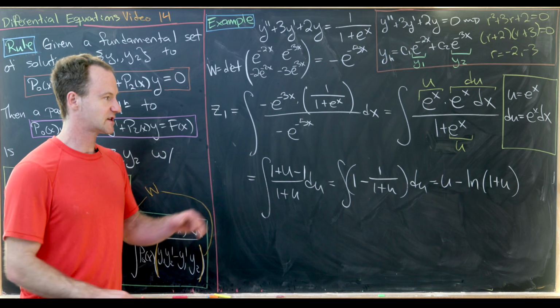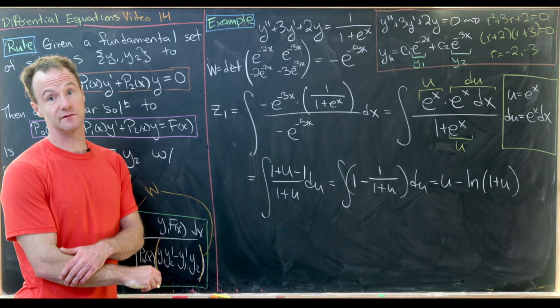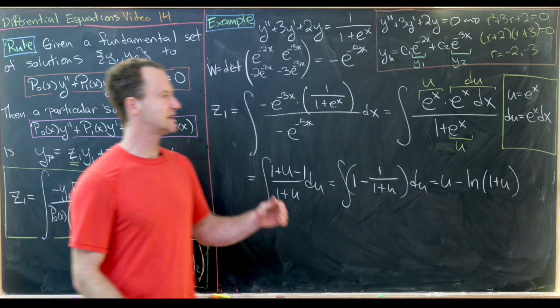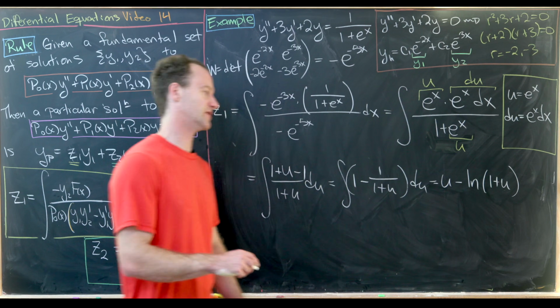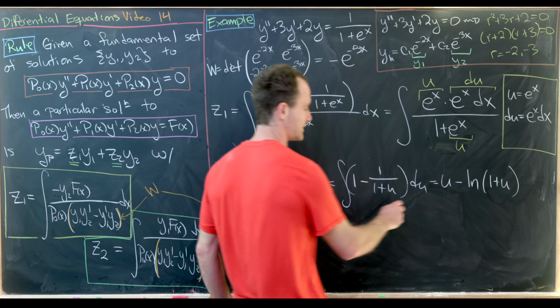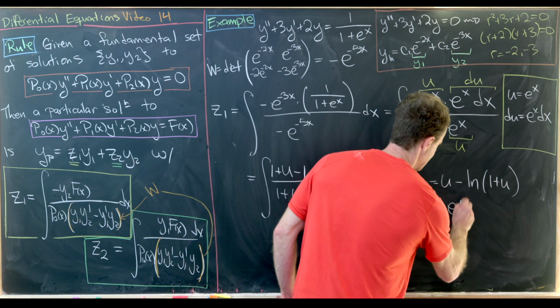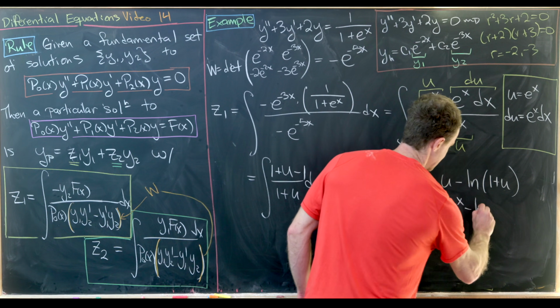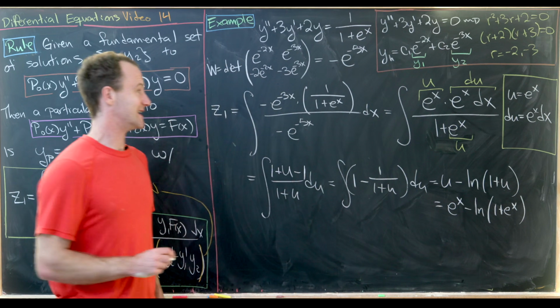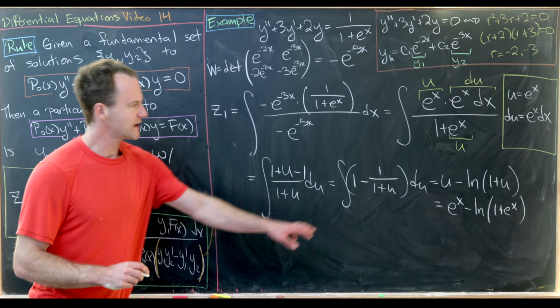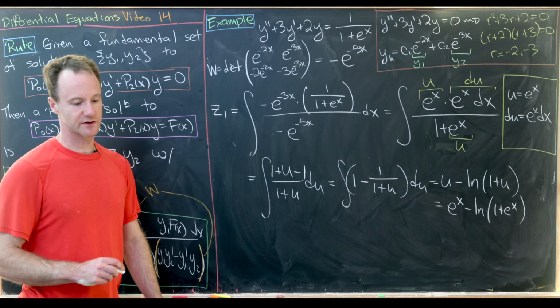And I'm playing it fast and loose with not needing absolute values, mostly because here I notice that u will be e to the x, which is never negative. Okay, so plugging this back in, we'll see that we have e to the x minus the natural log of 1 plus e to the x. So that is my z1. Okay, so let's bring that here and then we'll calculate z2.